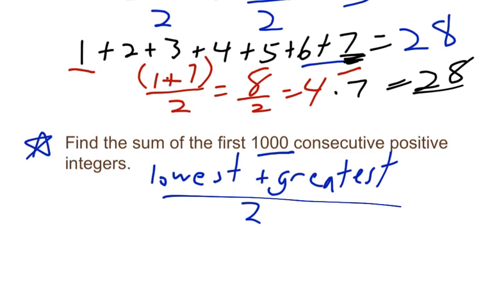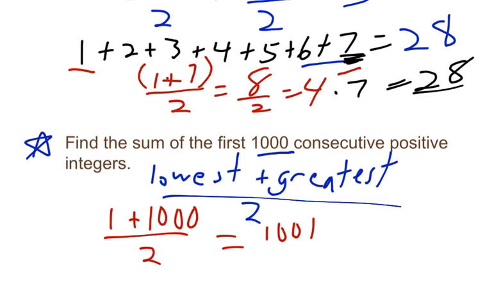So our lowest here is 1, our greatest is 1,000, so 1 plus 1,000, and then we would divide it by 2. So it's 1,001 over 2. So half of 1,000 is 500, and then half of that 1 right there is 0.5, or a half. So it's 500 and 1/2, or 500.5. Alright, so that's our average.